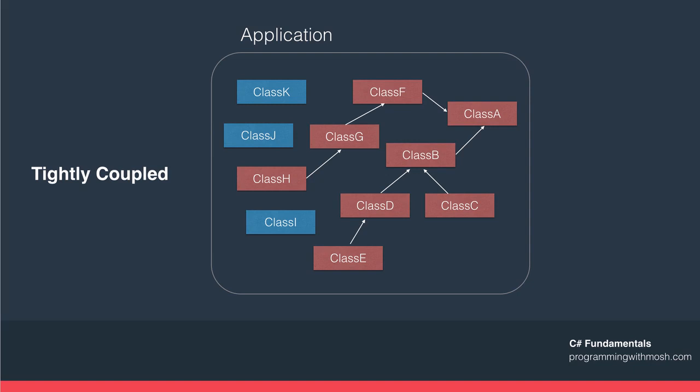In contrast to tight coupling, we have loose coupling. So in this picture, I'm demonstrating the concept of loose coupling between classes using a dotted arrow. And this is the ideal software. We want to minimize changes in our application. So when we change a class, we want that change to be isolated. We don't want that change to affect other parts of the application.